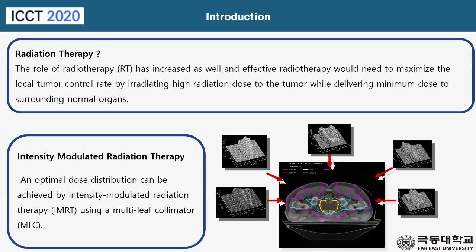Currently, effectiveness of radiotherapy is being enhanced through application of various treatment techniques based on image-guided radiotherapy, such as 3D conformal radiation therapy, intensity modulated radiation therapy, volumetric modulated arc therapy, stereotactic radiosurgery, and stereotactic body radiotherapy. An optimal dose distribution can be achieved by intensity modulated radiation therapy using a multi-leaf collimator.